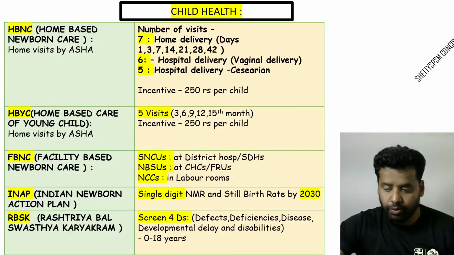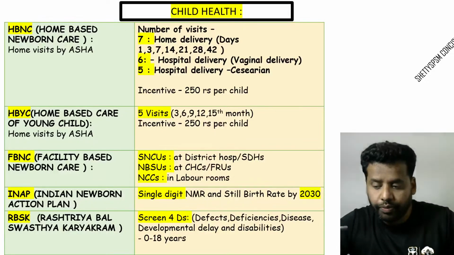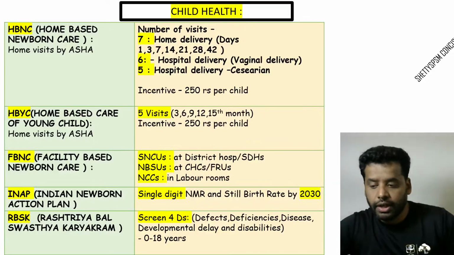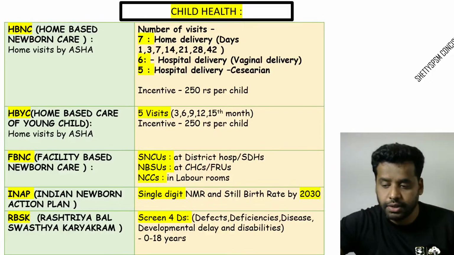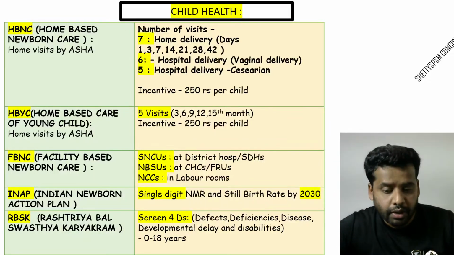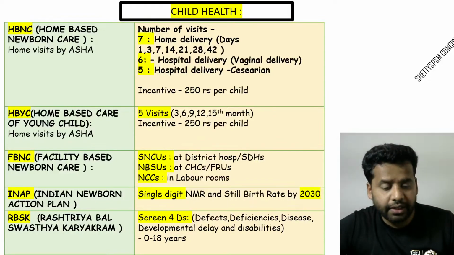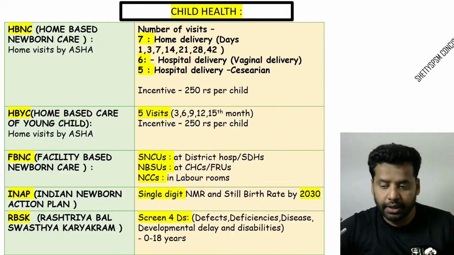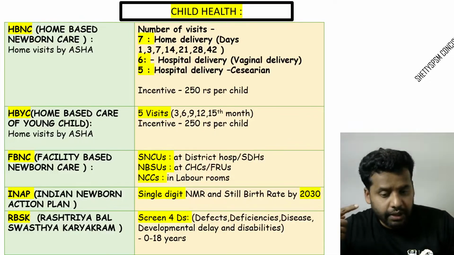Then it is like this: 1, 3, 7, 14, 21, 28 and 42. So total how many visits? 7 visits. Then hospital delivery is 6 visits. Hospital delivery with cesarean section is 5 visits. So it is always in descending order: 7, 6, 5.